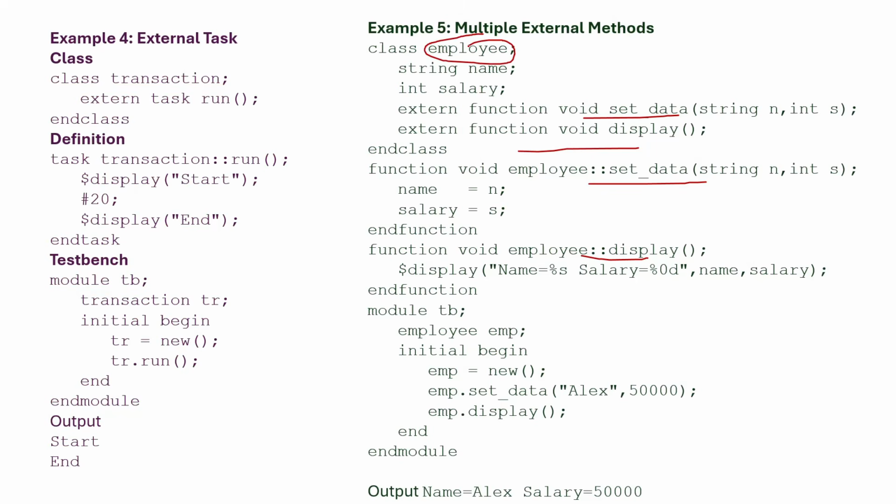All these things are related to your employee class only. Function void employee set data and then function void employee display. Same thing, but I'm writing outside the class. Whatever you have seen up to now, all these methods are implemented in your class only. But I don't want to write those methods in my class. Just the method name, extern your method name, extern your task name. Whatever it may be, you can write.